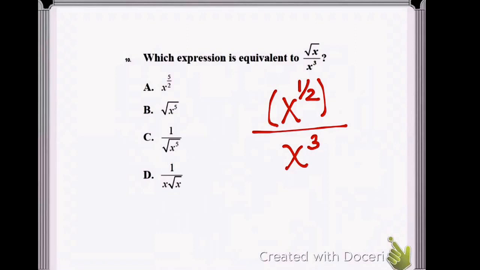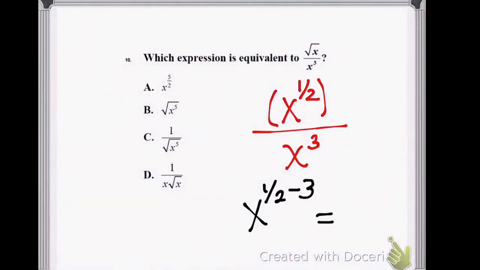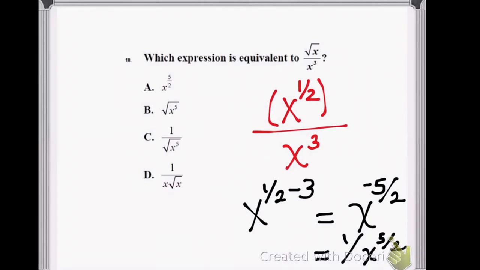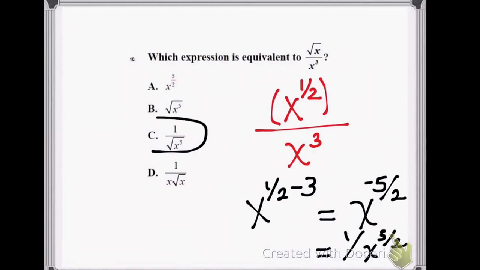I've got the same base, so I'm going to subtract my exponents. So x to the 1/2 subtract 3, which is going to give me x to the negative 5/2. And again, you know you don't want negative exponents, so that would be 1 over x to the positive 5/2. And if you write that in radical form, the answer would be C.